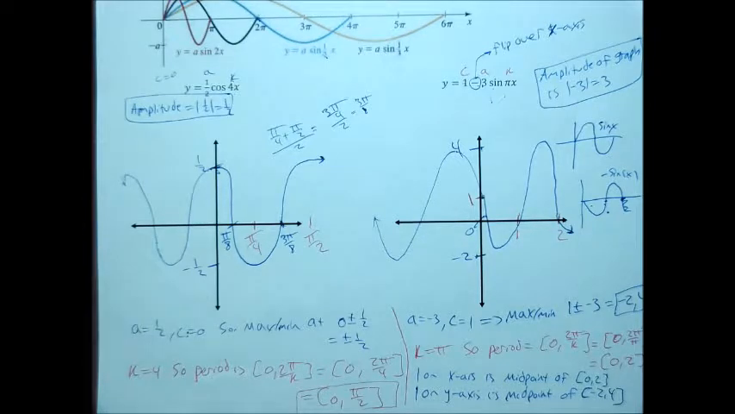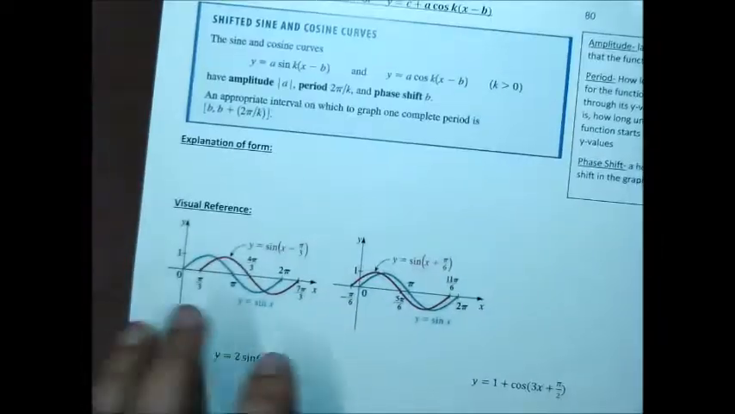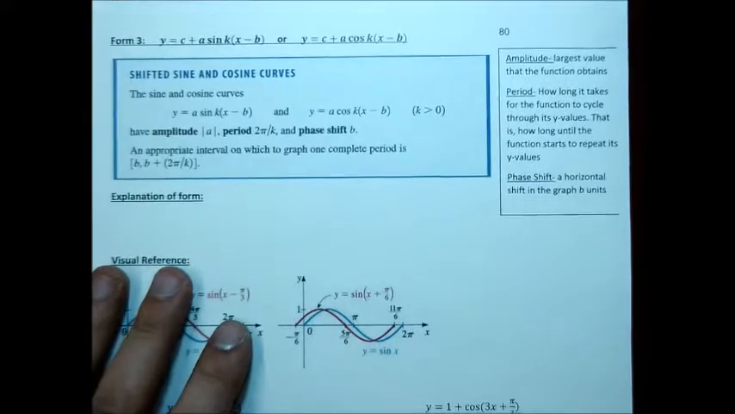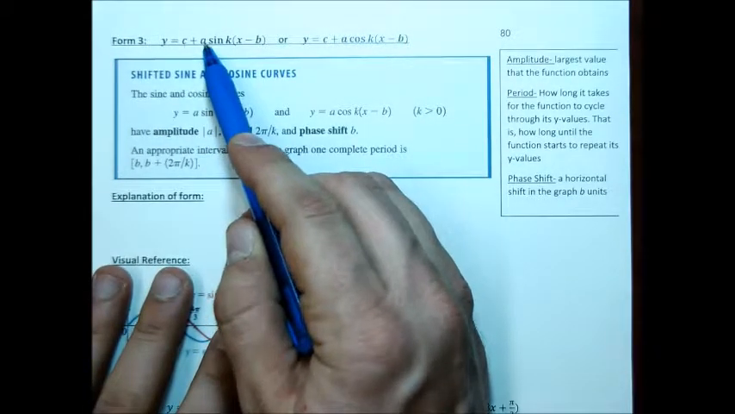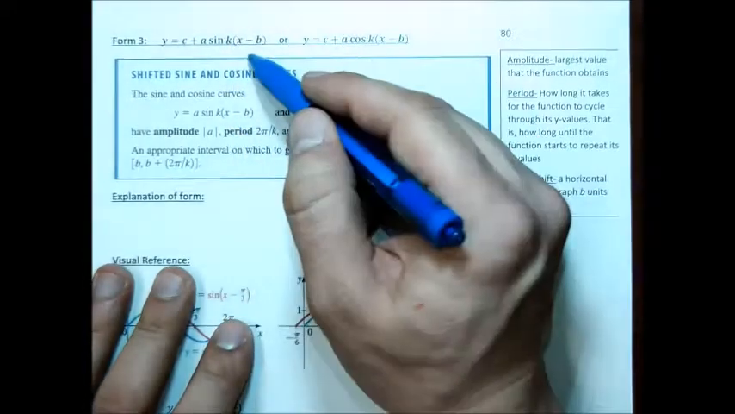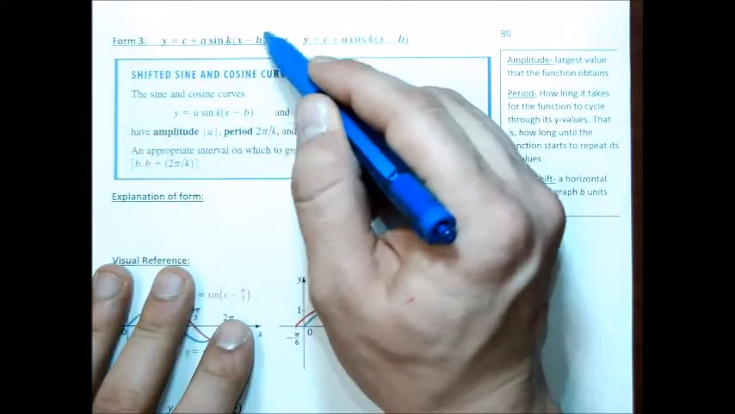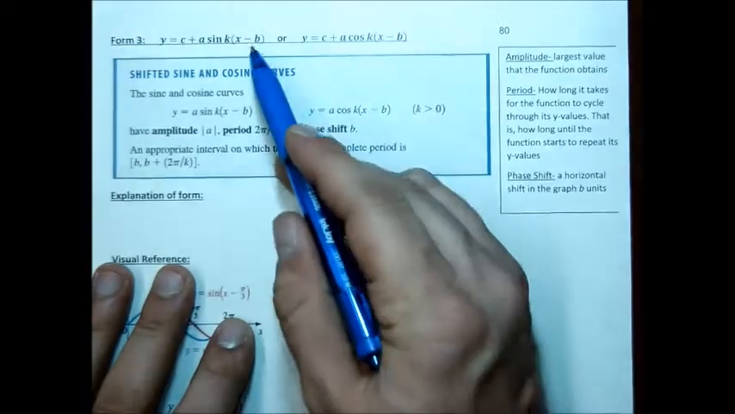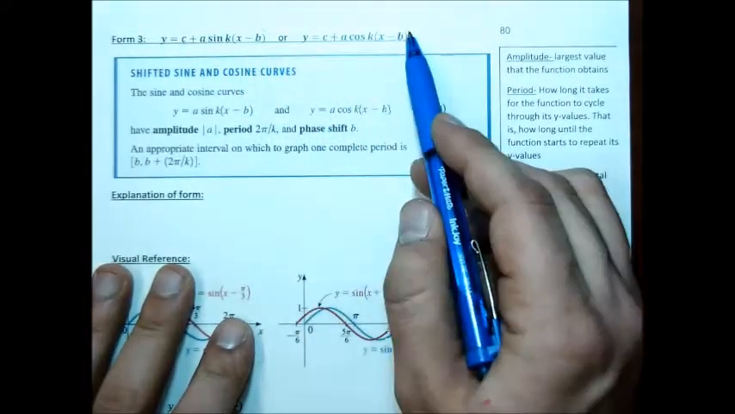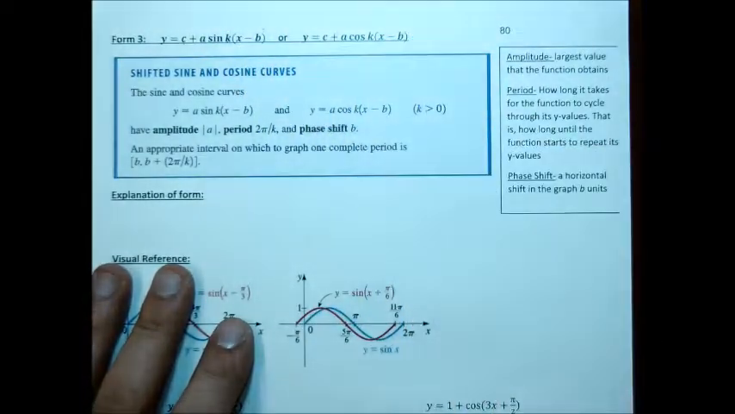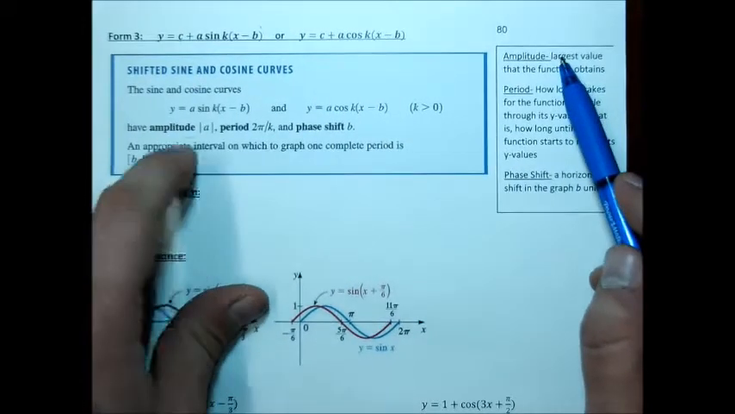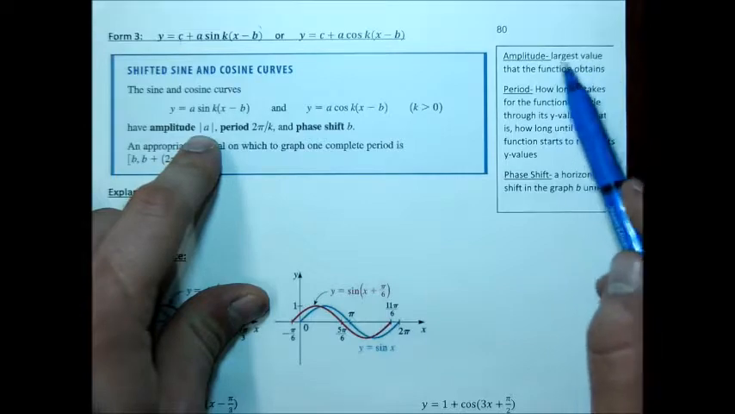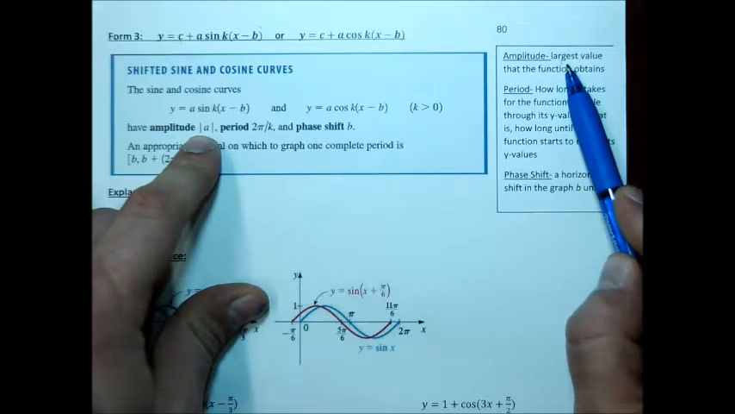All right, let's take a look at the final page of this section. It's going to be the most complicated form. Okay, so it's very similar in that we have the C still, we have A still, and we still have our K, except now we are also subtracting a number inside the function. Okay, and so subtracting a number or adding a number inside the function, if you remember, is a horizontal shift. And so we still have the same definition of amplitude. You can see here it's the absolute value of A, right? It's the largest value the function obtains.